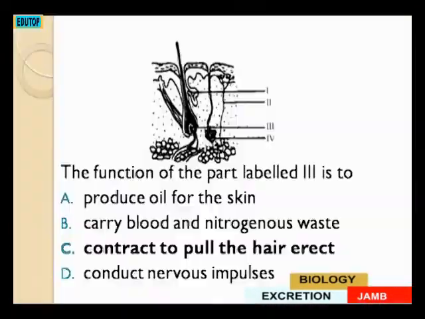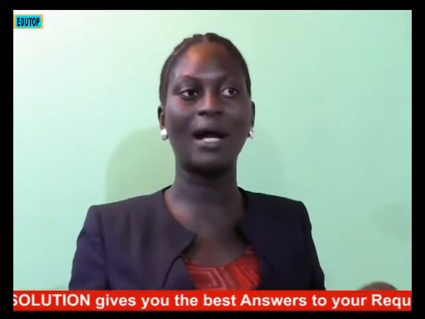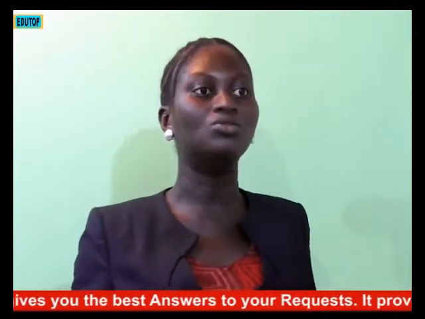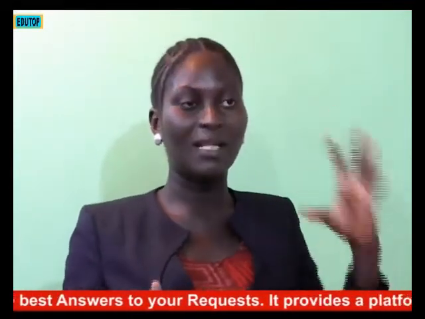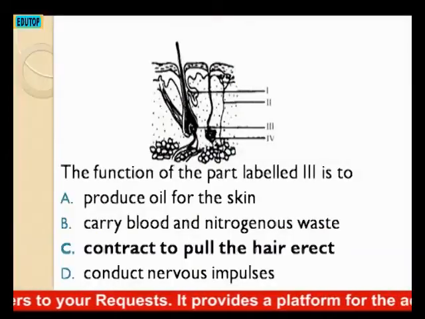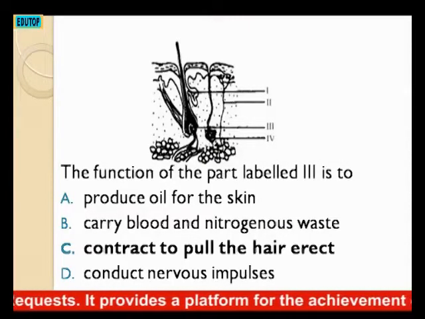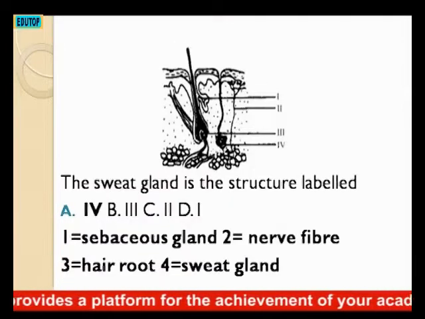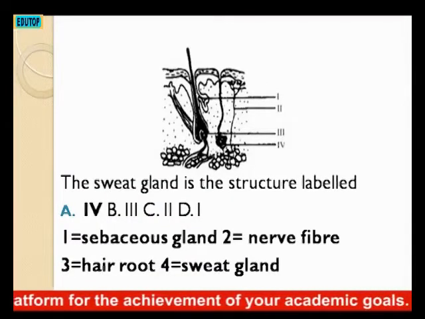It's the sebaceous gland that produces oil for the skin, so that rules out option A. Then the sensory nerve fiber is not the one that carries blood and nitrogenous waste, so that cannot be B. Because the part labeled 3 is the root hair, it doesn't carry blood and nitrogenous substances, neither does it conduct nervous impulses. So the part labeled 3 is the root hair, and it contracts to pull the hair erect. That is option C.